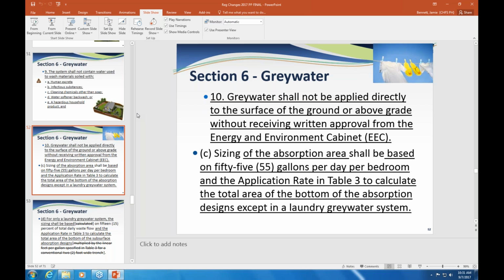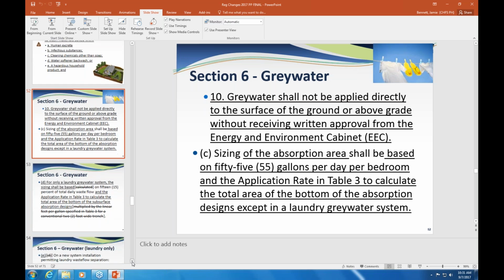Sizing of the absorption area shall be based on 55 gallons per day per bedroom and the application rate in Table 3 to calculate the total area of the bottom of the absorption designs, except in the laundry gray water system. The laundry gray water system, guys, is going to stay the same. No questions?